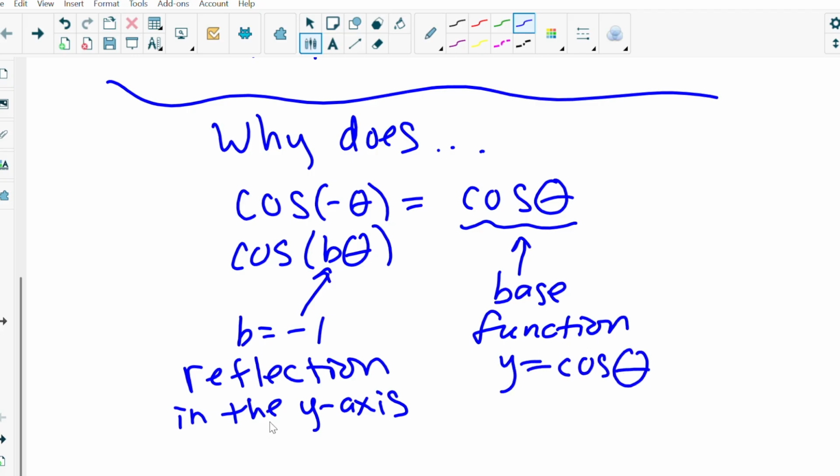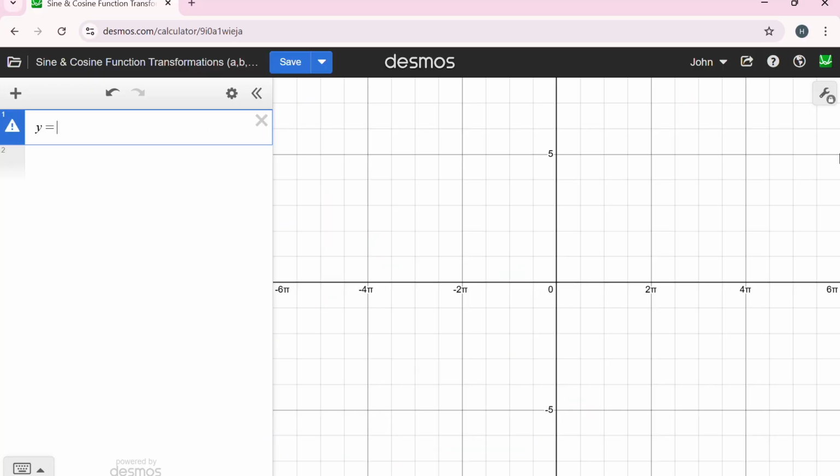So you're telling me you reflect the base function y equals cosine of theta in the y-axis, and you still get the same thing as the base function. So if you visualize what a cosine function looks like on a graph where it starts at 0, 1, and you reflect it on the mirror line, the y-axis, you'll get the same graph. And again, we'll see in a Desmos explainer how that works.